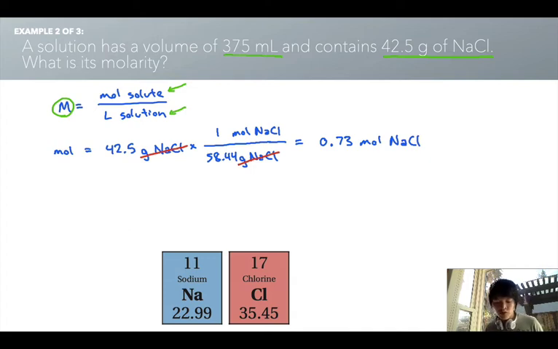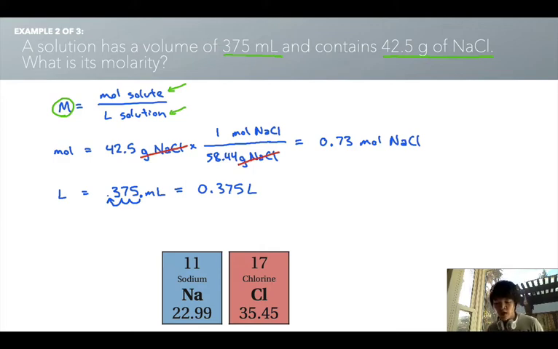Okay, so we have moles of our solute. Good. We just need liters of our solution. To get liters of the solution, we start with 375 milliliters. I'm going to do the shortcut here. I know that 1 liter is 1,000 milliliters, and I can convert here, but the shortcut is to take the decimal and move it back 3 times. So the liters is 0.375 liters. So 375 milliliters is the same thing as 0.375 liters.